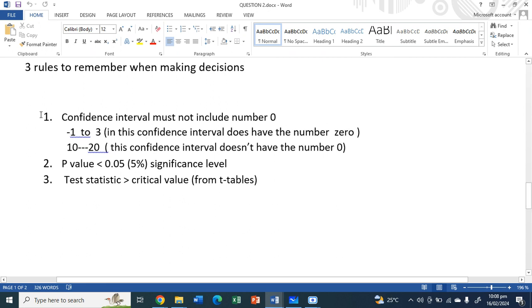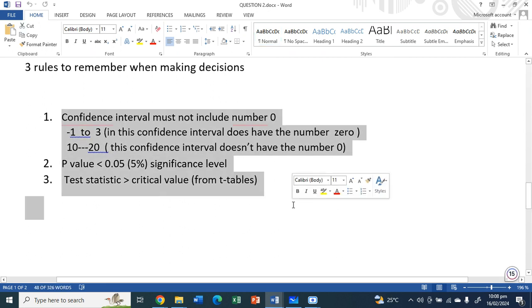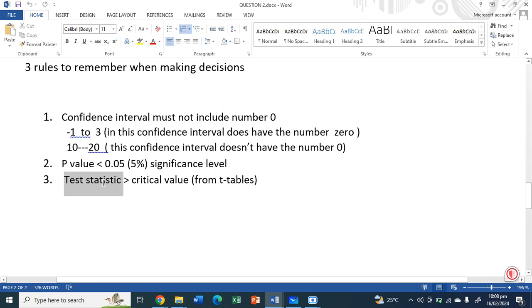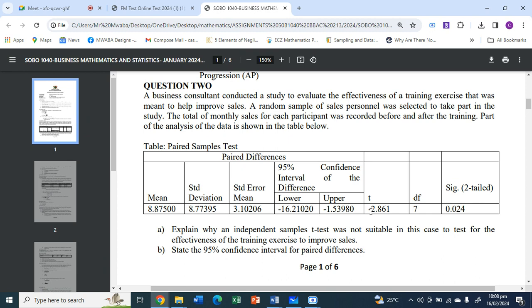Yes, these are the three conditions you can use to make your decision for such a test. So if your test statistic, your t-value, do not ignore the negative sign when you're reading the t-value. Whether it's positive or negative, you take the absolute value of the t-value, because on the t-table, you won't find any negative numbers. So you get the absolute value.